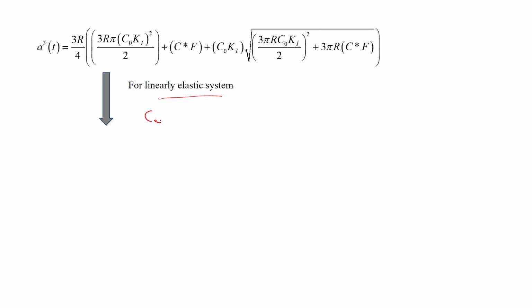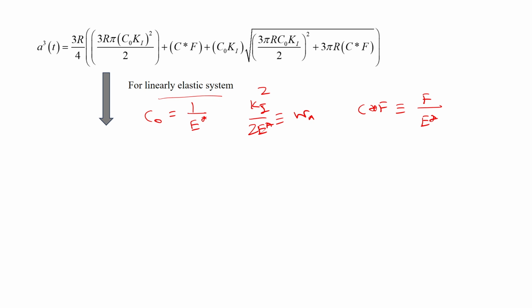So, for a linear elastic system C0, okay, that will be equal to 1 upon E star, right, and that is independent with respect to time, and this Ki square by 2 E star is equal to Wa, remember that Ki square by 2 E star. So, this is equal to Wa, that is the work of adhesion, okay, and then C star convolution F can be replaced by F by E star, okay. So, these things can be done, and then you replace all that.